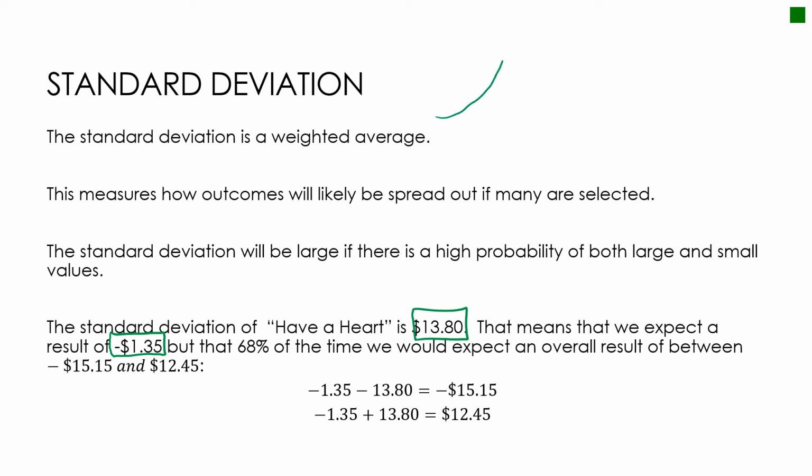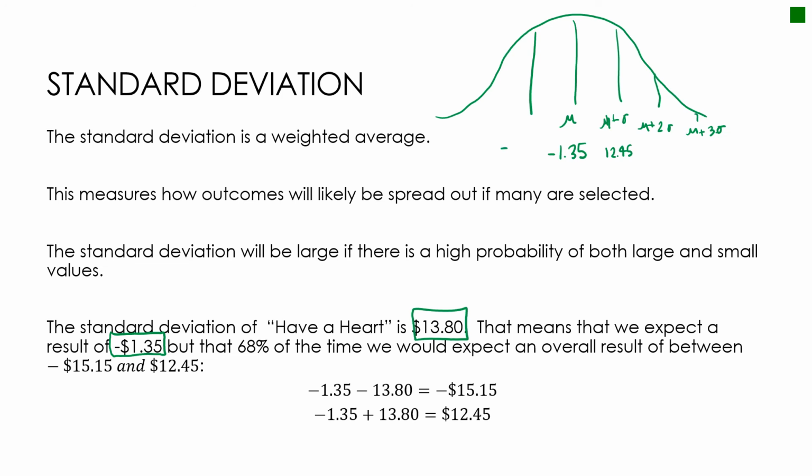-1.35. So remember back when we looked at models and we said, okay, the mean would be here, and this is the +1 standard deviation, and this was mean plus 2 standard deviations, and this was the mean plus 3 standard deviations, etc. That's exactly what I could do here. I could put the -1.35 in the middle, and I could go one to the right, which would be 12.45, and I could go one to the left, which could be -15.15, and I could go even one more.